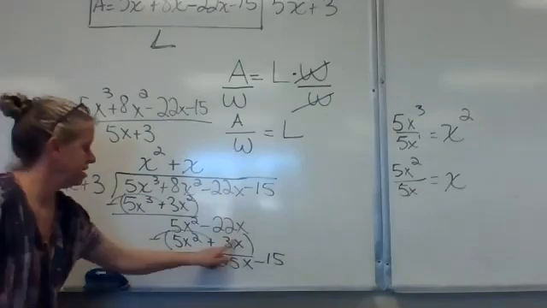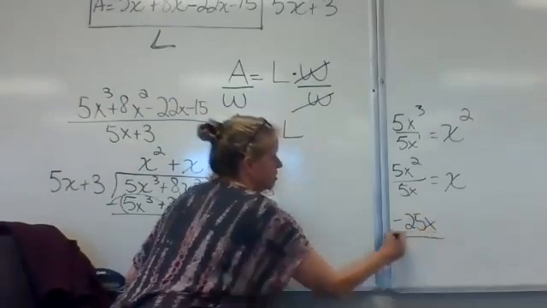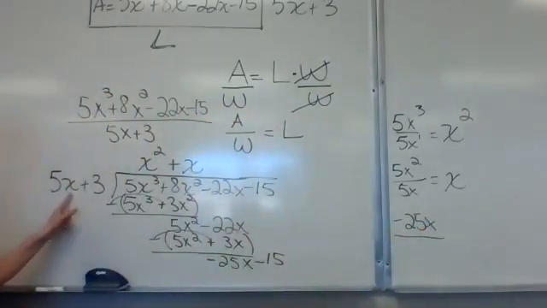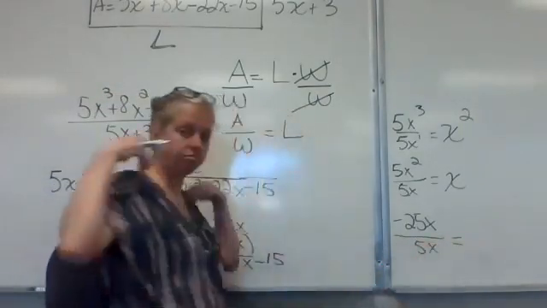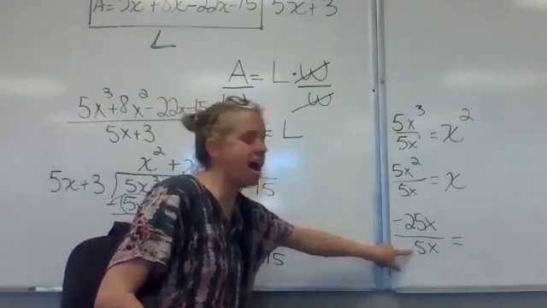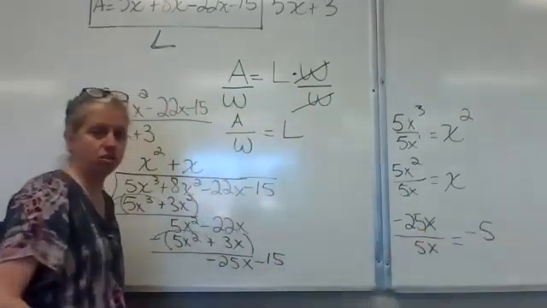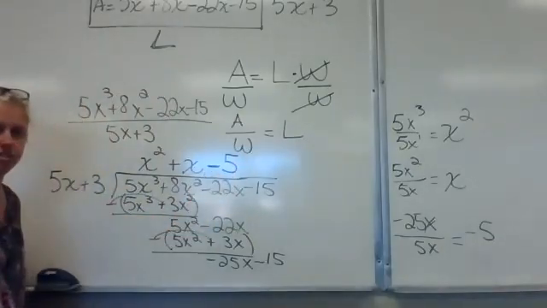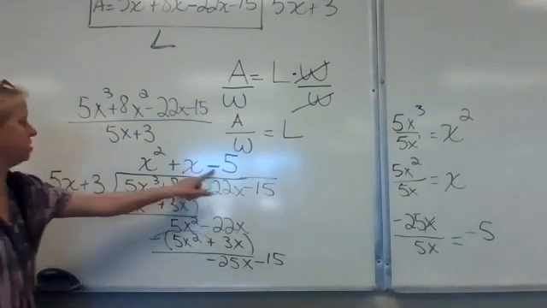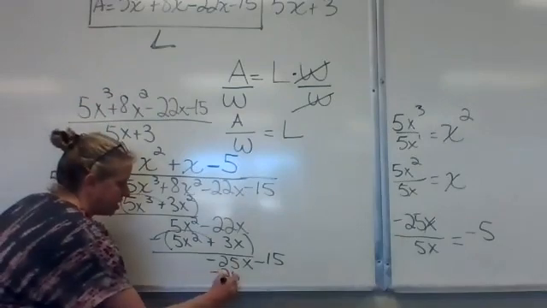All right, last thing. First term here, so negative 25x. Put it over the first term here, 5x. So let's see, negative 25 divided by 5 gives me negative 5. And my x's cancel. So that's my last thing that comes up here, minus 5. And multiply. Negative 5 times both of these. So negative 5 times positive 5x gives me negative 25x.